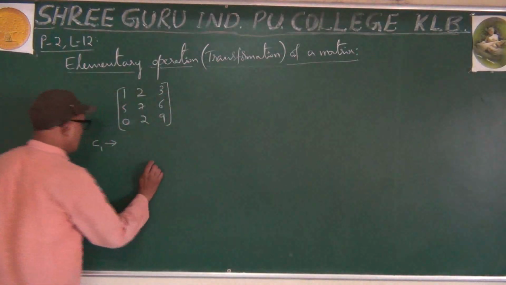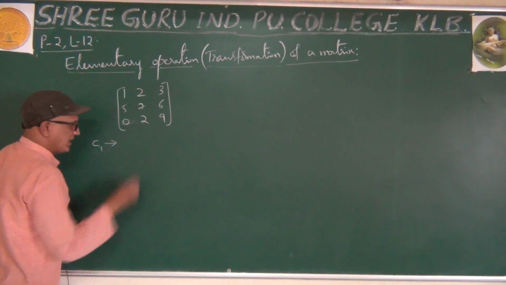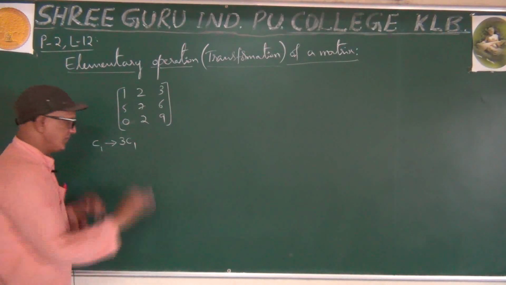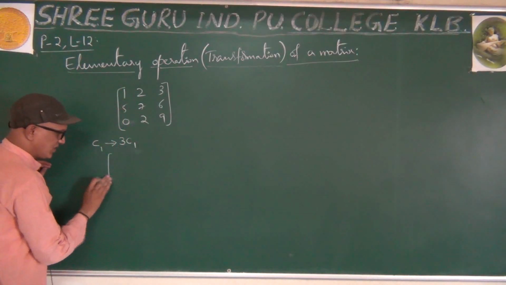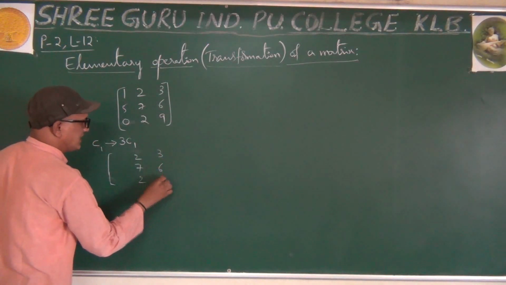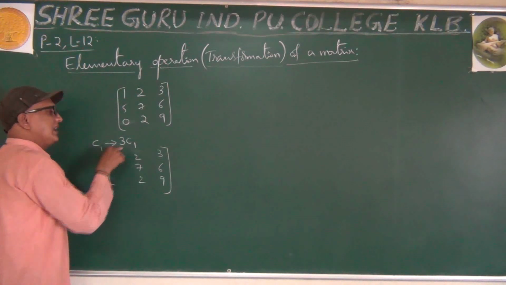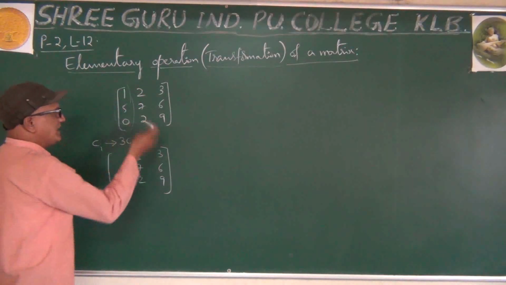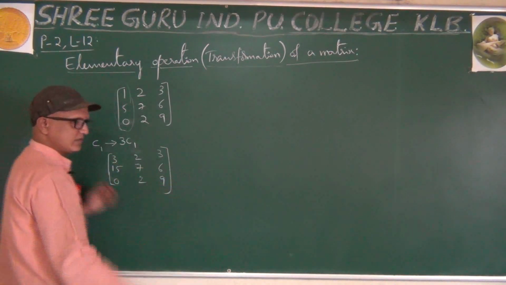Symbolically, the first column we are changing like this. So how does the matrix become? The first column we are multiplying with 3; the second column stays as it is, the third column stays as it is. The first column becomes 3 times the first column. What are the elements in the first column? Multiply with 3: 3 ones are 3, 3 fives are 15, 3 zeros are 0. That's it.